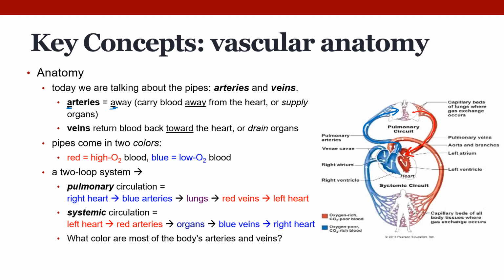And as you can see from this picture over to the side, we have essentially a two-loop system. We have the pulmonary loop or circuit that goes from the right side of the heart back into the left side of the heart, and we have the systemic circuit or loop that goes from the left side of the heart back to the right side of the heart.